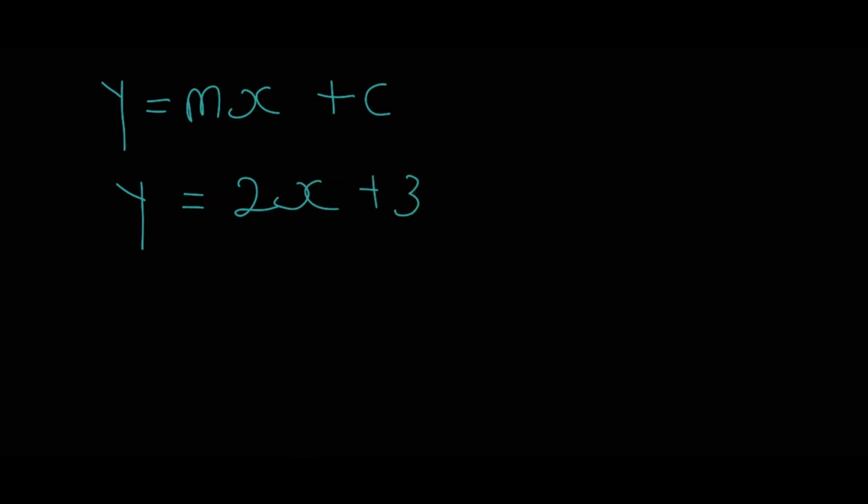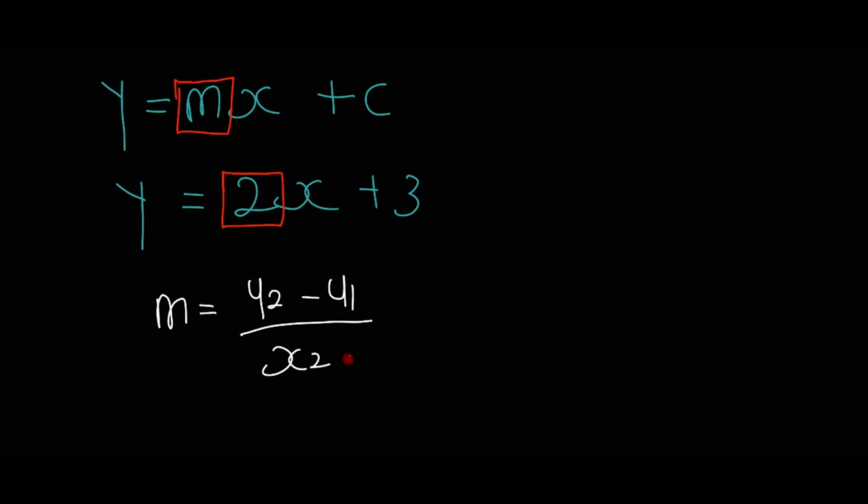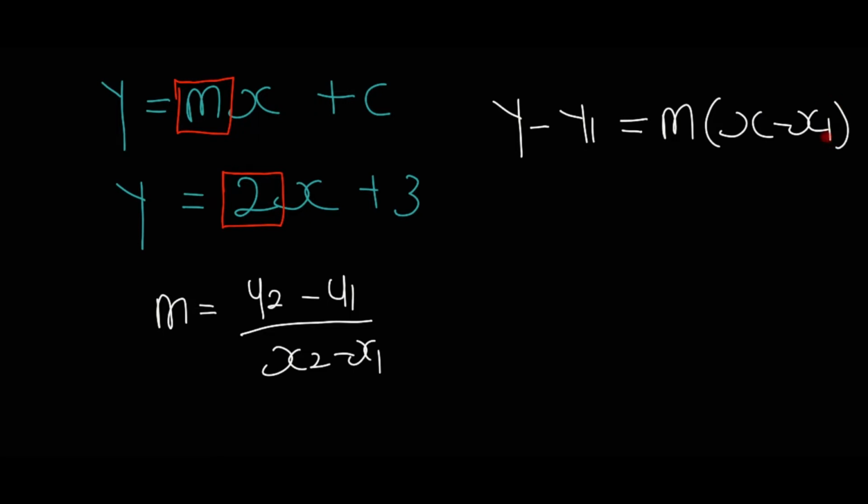So it's important to understand that m is the gradient of this line, and to find the gradient between two points we use the formula m = (y2 - y1) / (x2 - x1). Another way of finding the equation is to use y - y1 = m(x - x1).